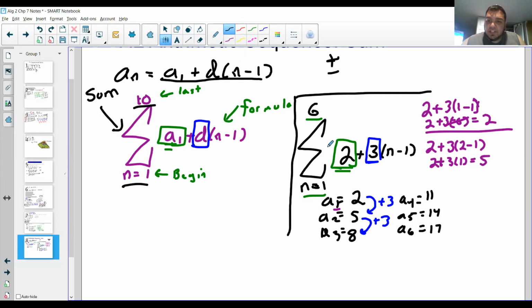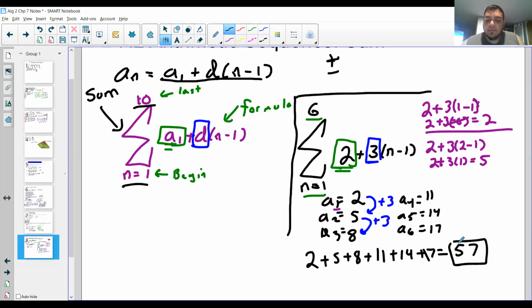Since this weird E shape is called epsilon, and epsilon means to add together, we're going to add them together. 2 plus 5 plus 8 plus 11 plus 14 plus 17. And again, you could just use a calculator in this part, but let me see. 19, 30, 40, 57. Use a calculator or whatever, but you're just going to get 57.